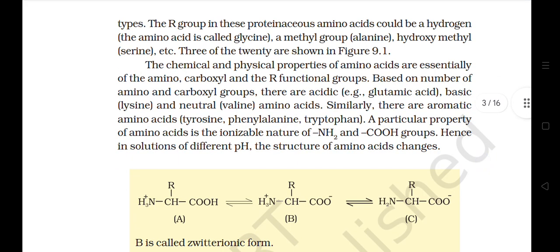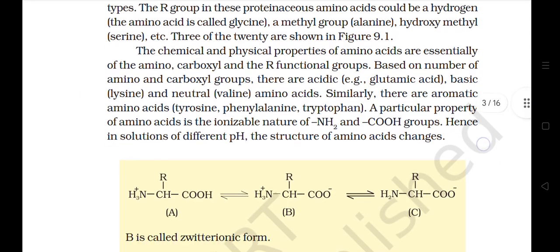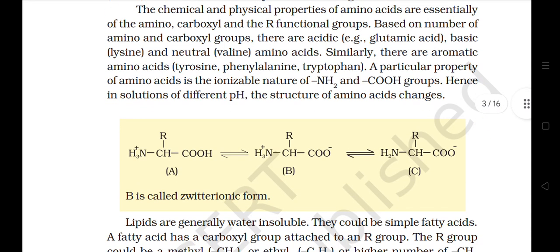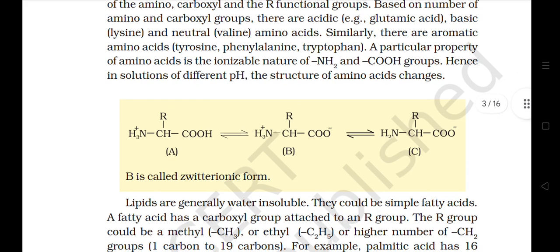3 of the 20 are shown in figure 9.1. The chemical and physical properties of amino acids are essentially those of the amino, carboxyl and R functional groups. Based on the number of amino and carboxyl groups, there are acidic amino acids, for example glutamic acid, basic, lysine, and neutral, valine. Similarly, there are aromatic amino acids: tyrosine, phenylalanine, tryptophan.